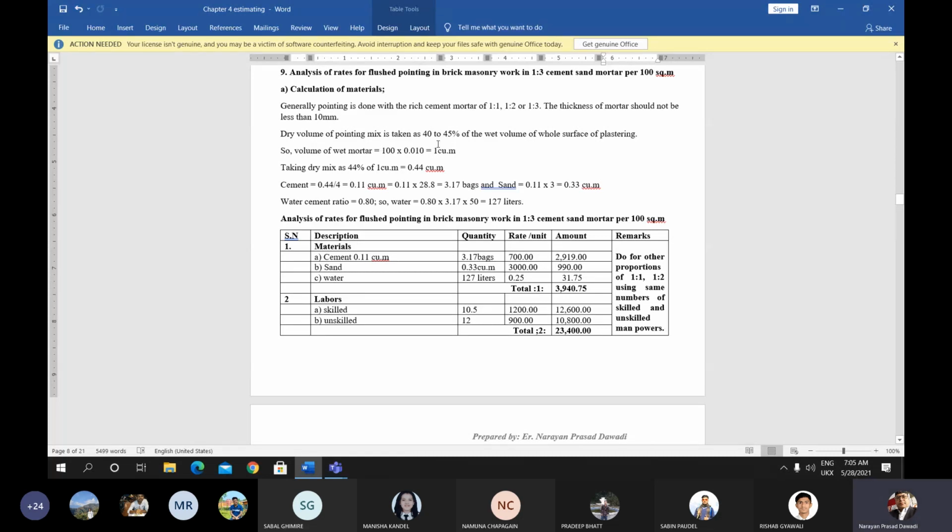Now, this gives the value of 1 cubic meter of water volume. Taking the dry volume of the mix as 44% of the total volume gives 0.44 cubic meter. Now, cement will be 0.44 divided by the total proportion of 1:3, that is 4, which gives 0.11 cubic meter, which is 3.17 bags. And sand is equal to 0.11 into 3, which gives 0.33 cubic meter.